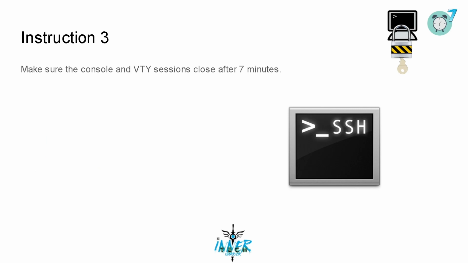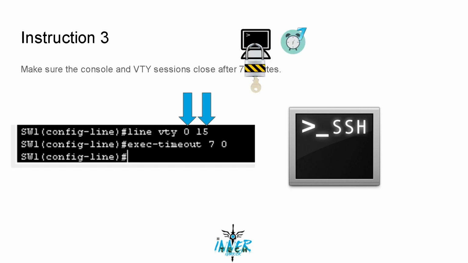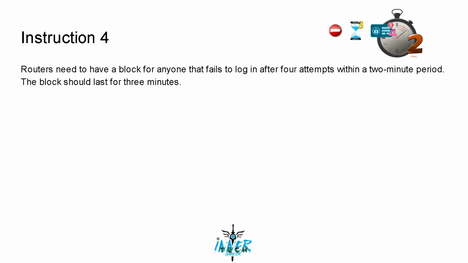Now we need to do the same thing for the virtual lines that are used for Telnet and SSH. So we'll configure line vty 0 through 15 to cover all the virtual lines. Then we'll type in the same exec-timeout 7 0 command. Policy 4 is about routers, so we can skip that one for now.